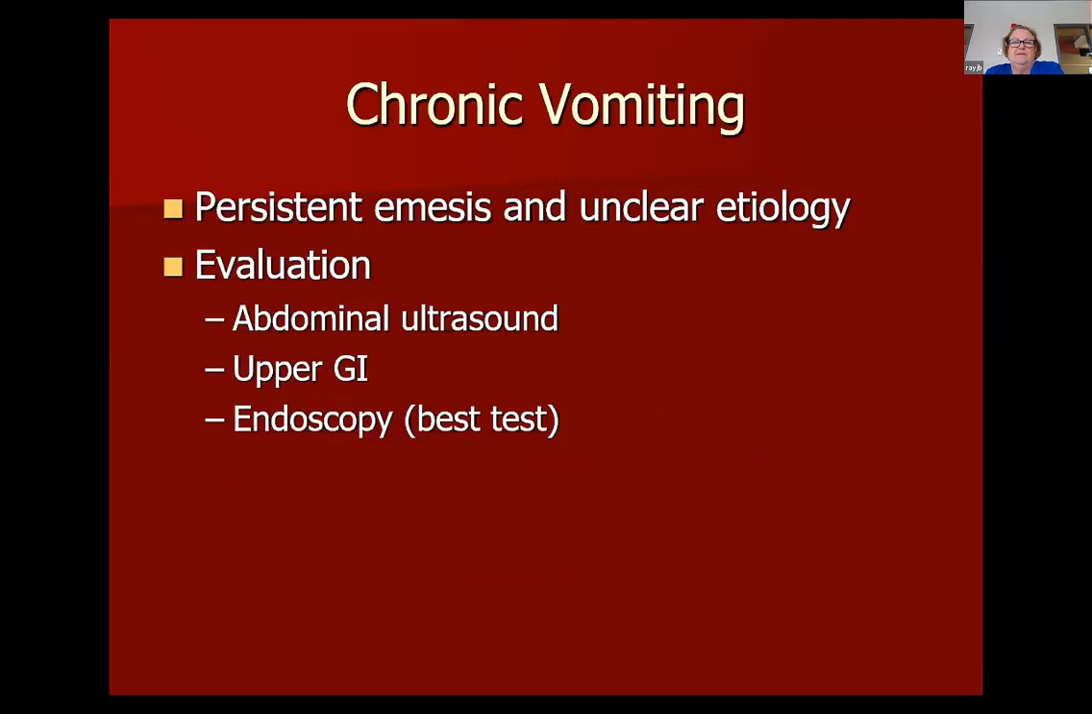With persistent emesis of unclear etiology, sometimes we just end up with chronic vomiting. And we have to do some evaluation of that. And I will tell you that even with doing all the testing that's listed, which we try to do non-invasive things first, abdominal ultrasound, many times that's going to be normal. We probably here in this community would do an upper GI next, just because that's something that they don't have to go anywhere else for.